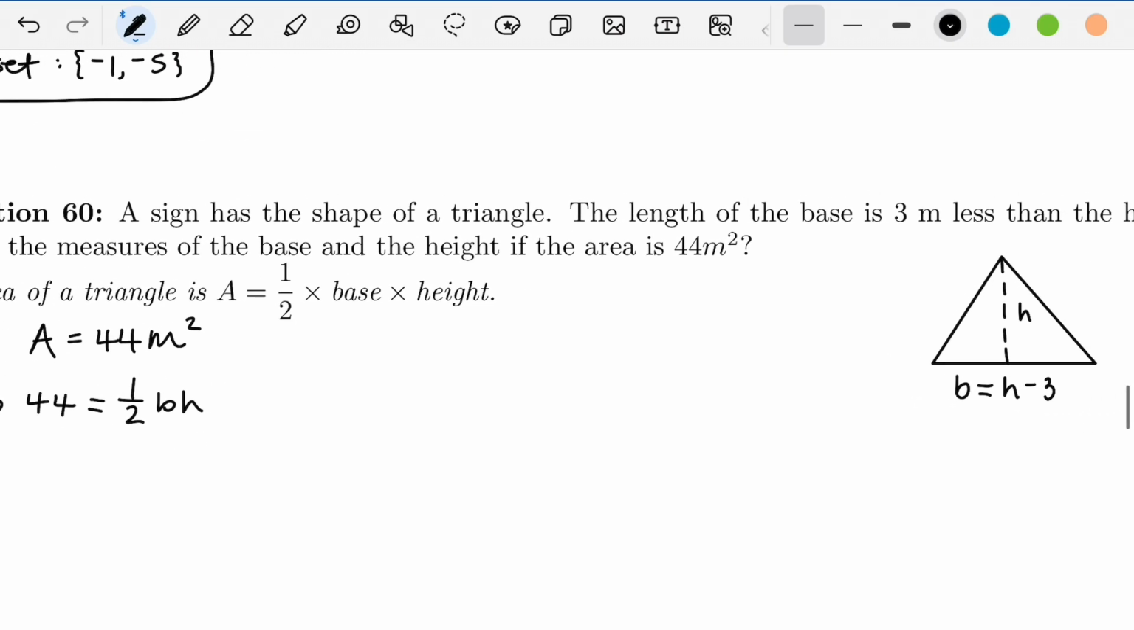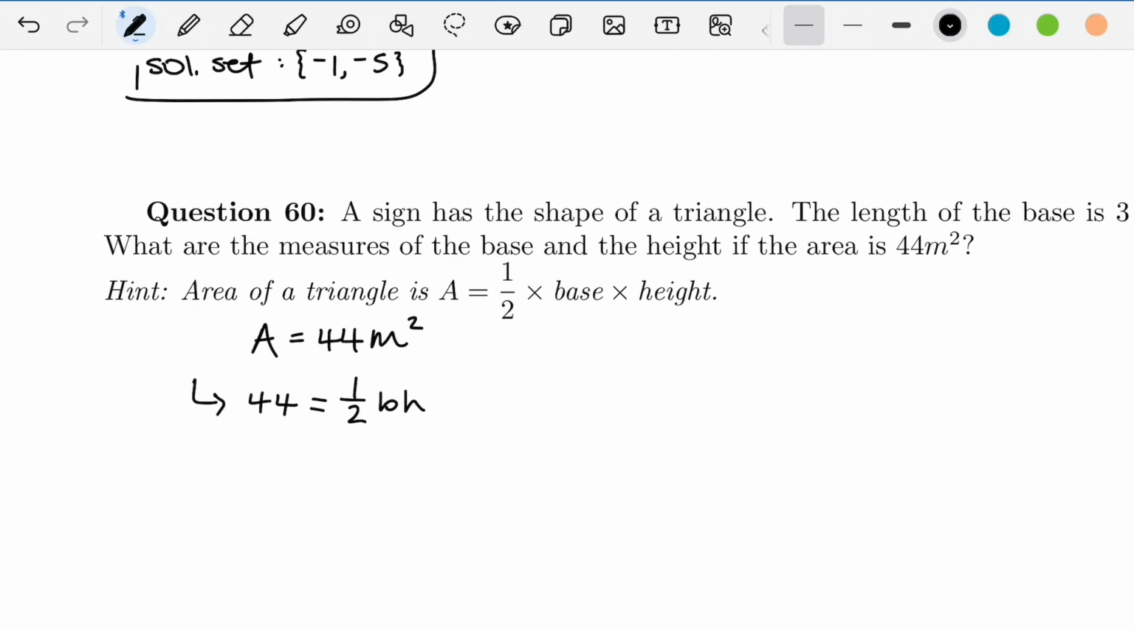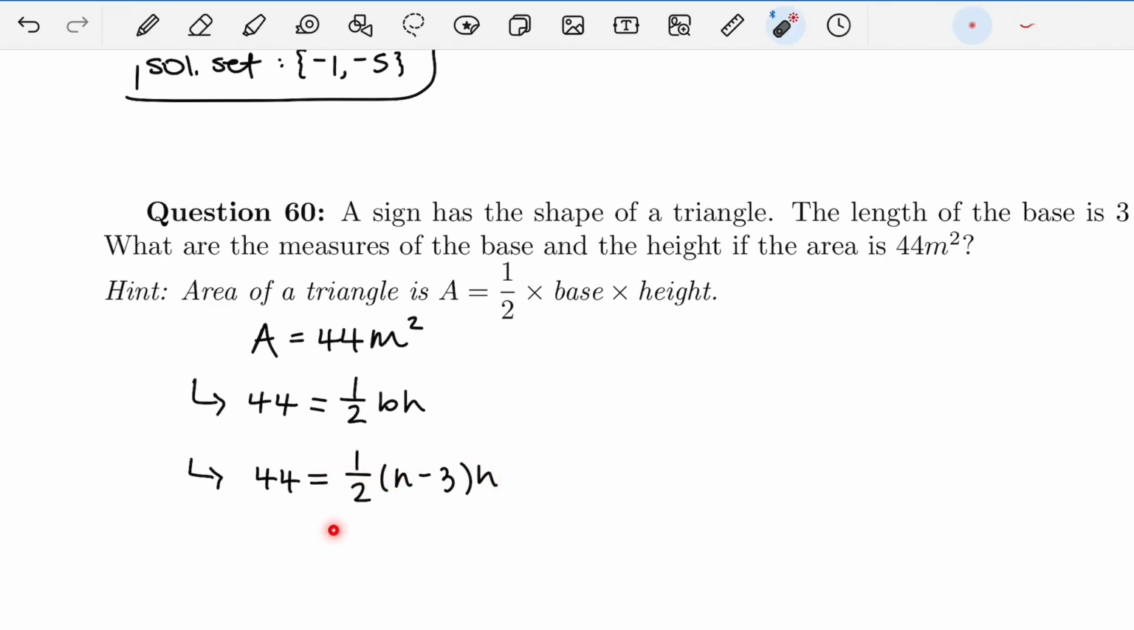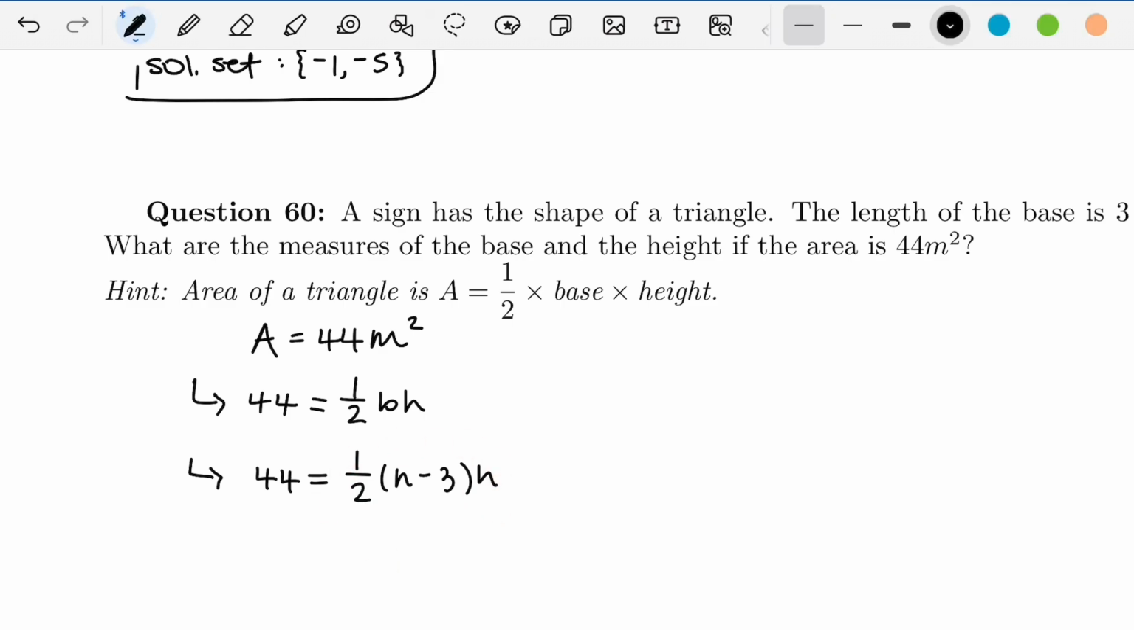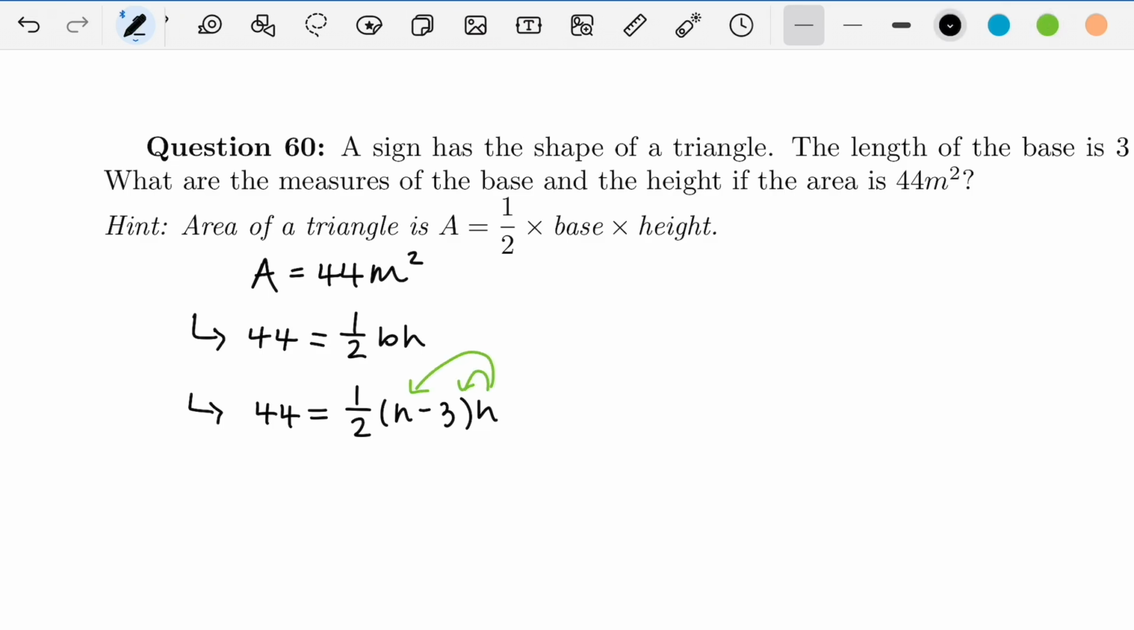Now notice though that we can rewrite the base in terms of our height, meaning this equation can then become 44 equals 1/2 times the base, which is h minus 3, times our height. So what we want to do in this case is distribute and simplify the right-hand side of this equation. The first thing I'm going to do is distribute this h to both terms inside of our parentheses. We're going to get 1/2 times h squared minus 3h on the right-hand side.